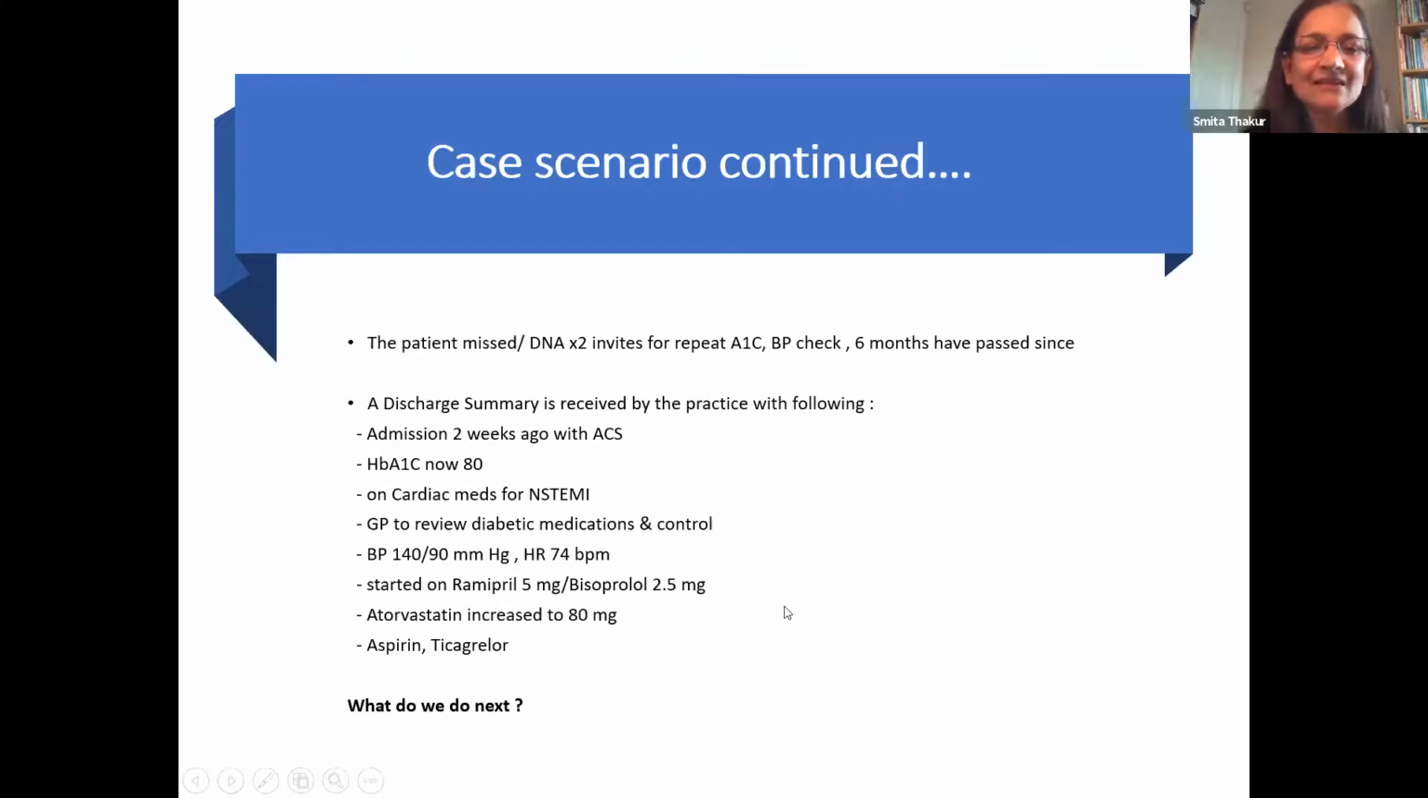Interestingly, this patient has now missed, DNA'd, 2 invites for repeat HbA1c and blood pressure check. Now 6 months have passed. Then you get a discharge summary mentioning that he was admitted 2 weeks ago with acute coronary syndrome. HbA1c is now 80. He is on cardiac meds for NSTEMI. It mentions GP to review diabetic medications and control. His blood pressure is 140/90, heart rate 74. He's been started on ramipril 5, bisoprolol 2.5, aspirin, ticagrelor. Atorvastatin has been increased to 80. What do we do next?